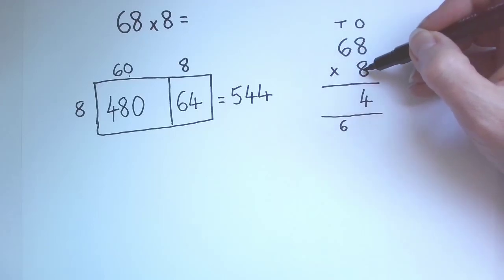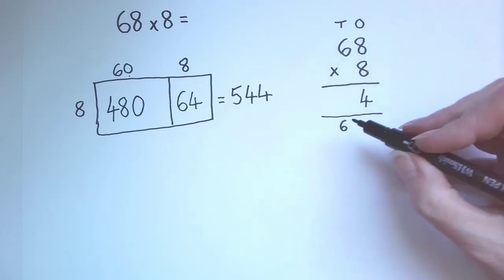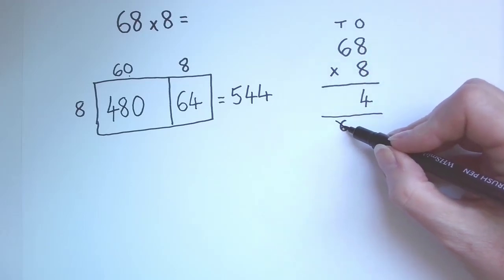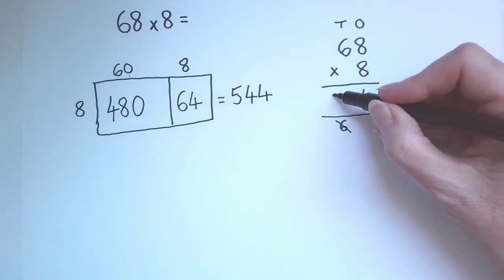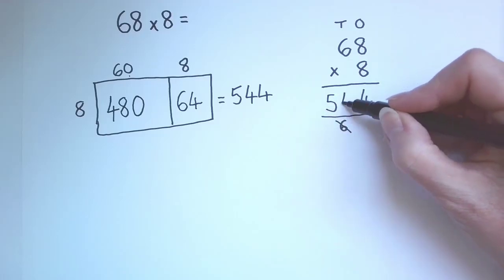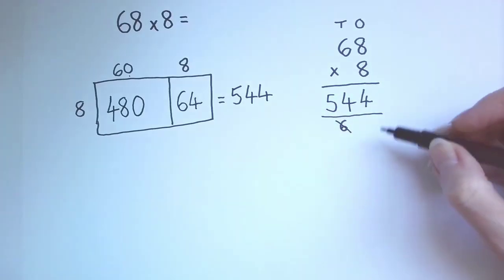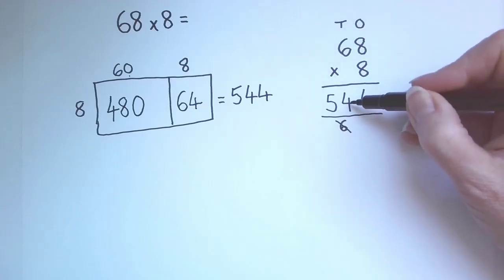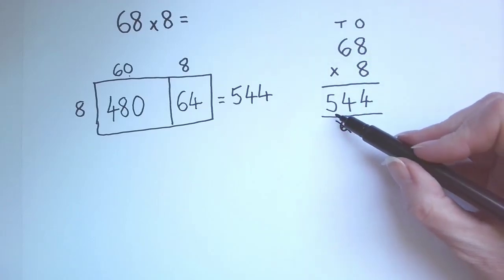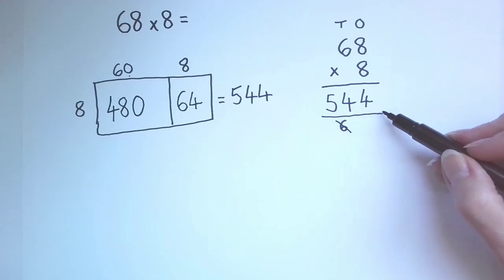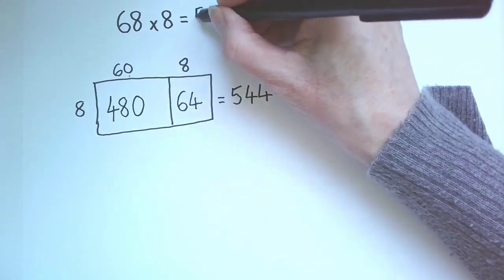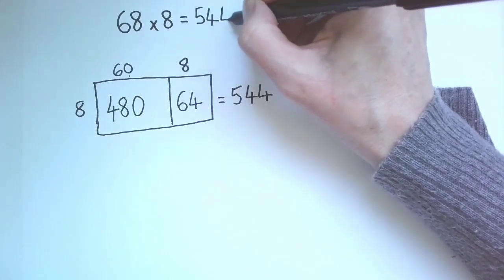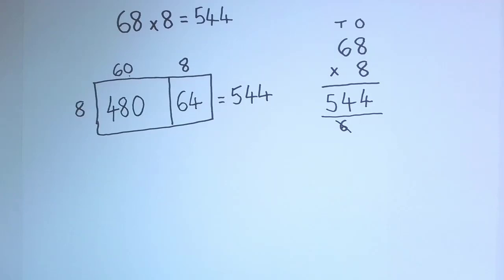So 6 times 8 is 48. But I've got 6 more tens to add on to that. So 48 plus 6 is 54. And we know that's in the tens column. It's 54 tens. So really it's 540, which makes our answer 544. Exactly the same as when we used our grid method.